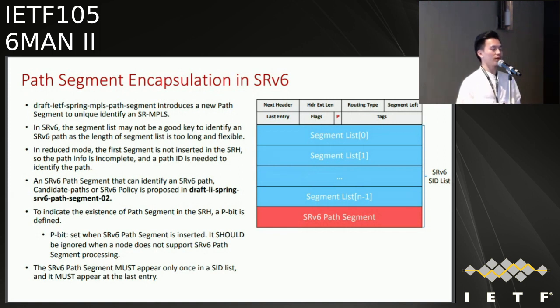It's crazy, right? That is the reason why we propose a fixed length ID, which is called path segment, to identify the path, and it would be inserted in a specific location, which is the last entry in the SID list. So that is the main idea.